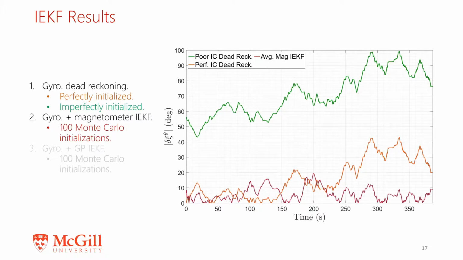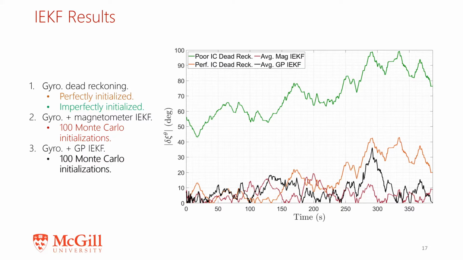Next, we also used an onboard magnetometer to produce a heading estimate, which we used in an identical fashion in an IEKF. We ran 100 Monte Carlo simulations with initial conditions randomized about the true initial heading and plot the average results here. As can be seen, the initial errors are easily corrected and drift is prevented. Finally, we also plot our proposed method with a gyroscope prediction and a Gaussian process correction, similarly run for 100 Monte Carlo simulations. Although the performance is slightly worse than the magnetometer IEKF, initial errors are still corrected and no apparent drift is visible.